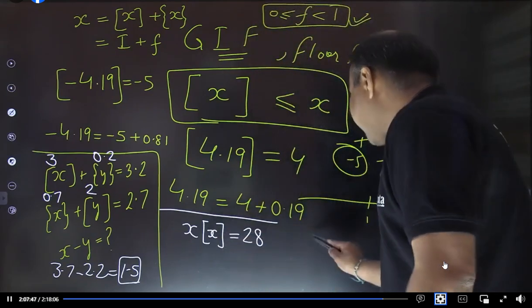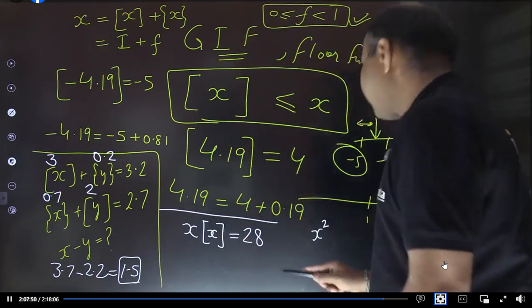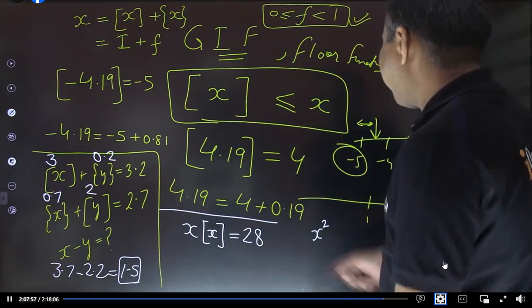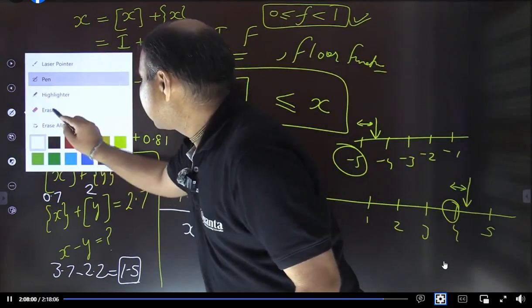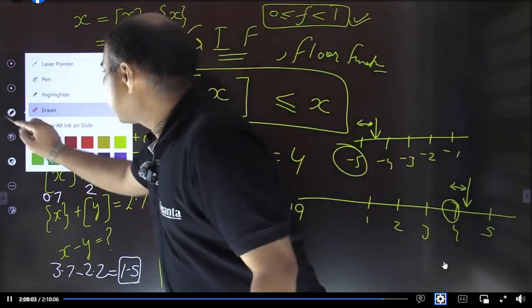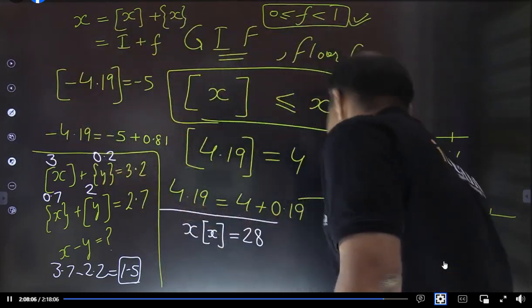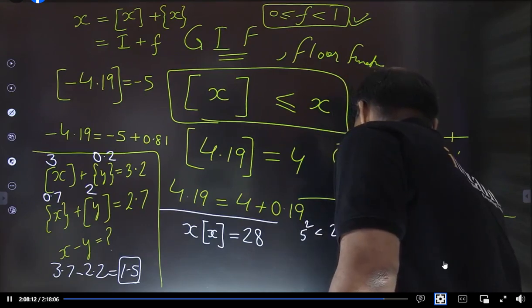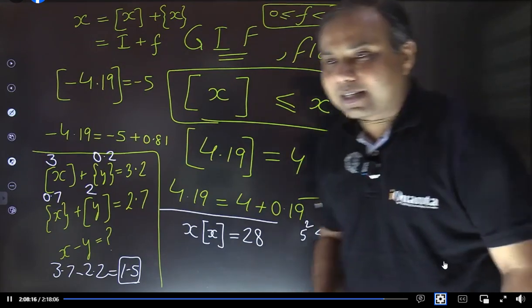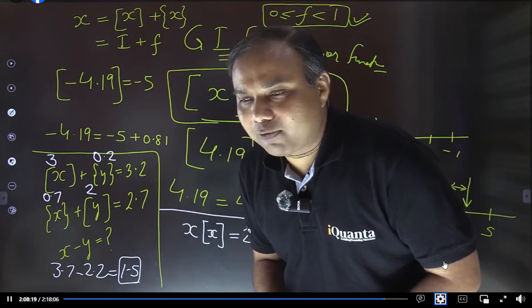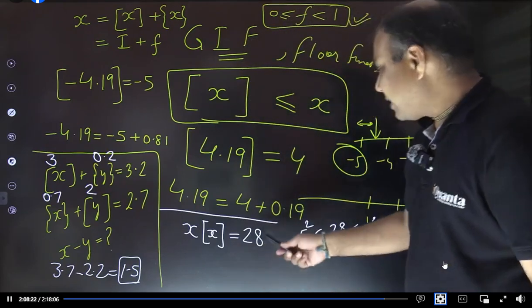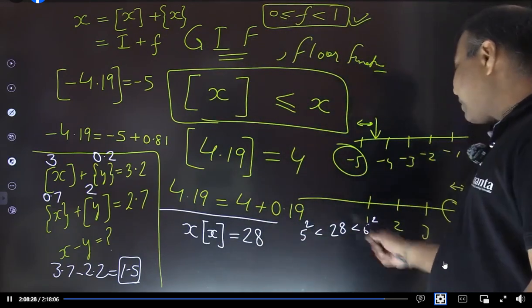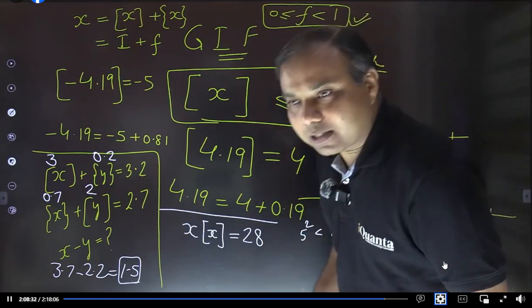So I can surely say that x square, not x square, what should I say? Because 28, let me write like this. This 28 lies between 5 square and 6 square. है ना? So x must lie between 5 and 6. Yes or no? Is that point clear? Because 28 is not a perfect square, it confirms x is not an integer. And because 28 lies between 5 square and 6 square, x must lie between 5 and 6, right?